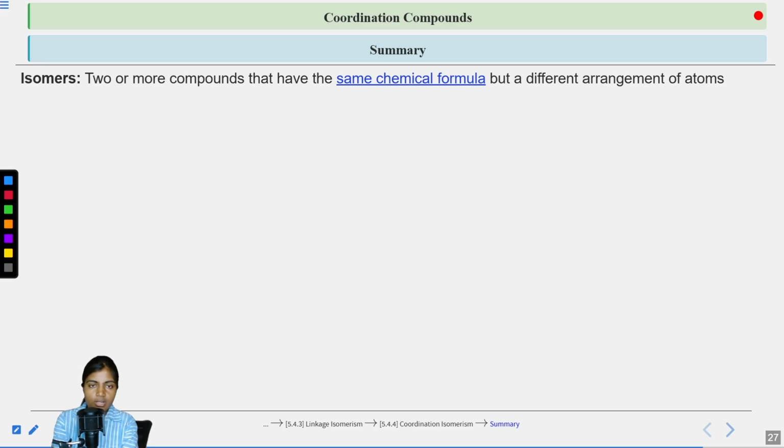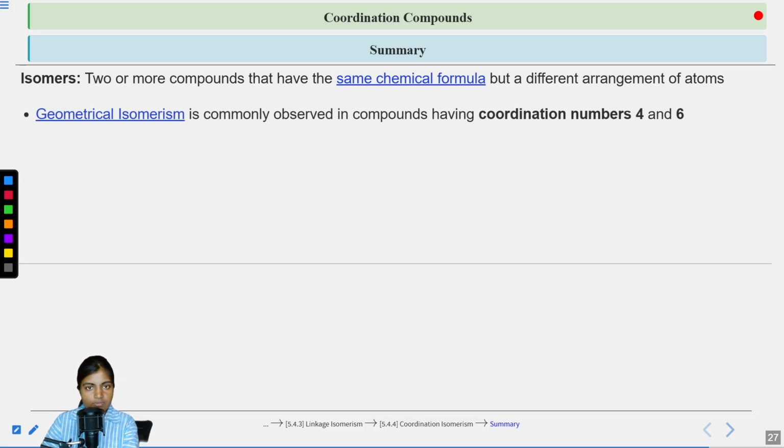Okay, let's cover the summary of whatever we have studied in this lecture. First we covered the concept of isomers. Two or more compounds that have the same chemical formula but different arrangement of atoms are considered isomers.